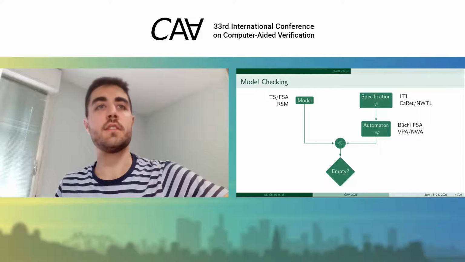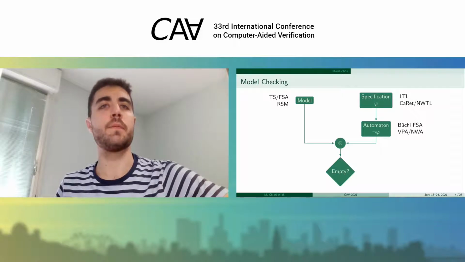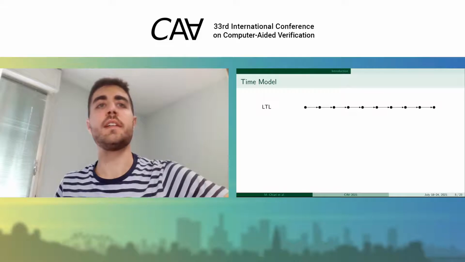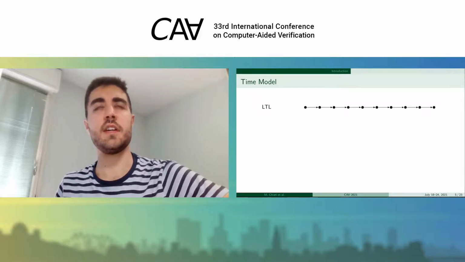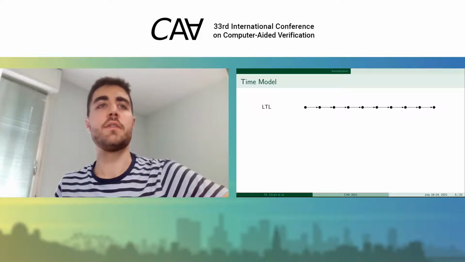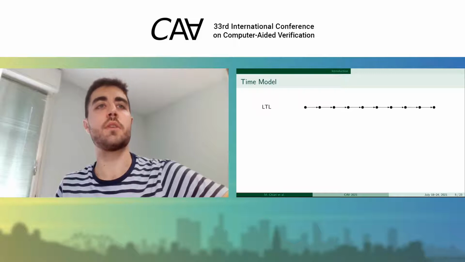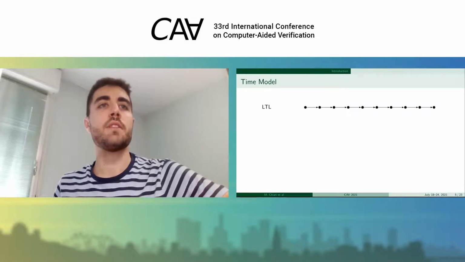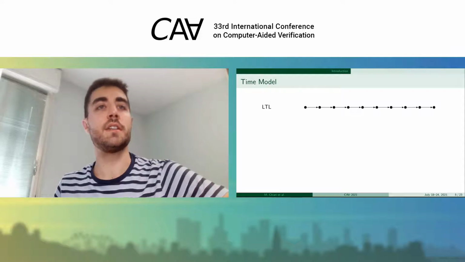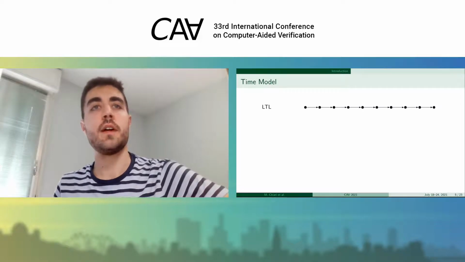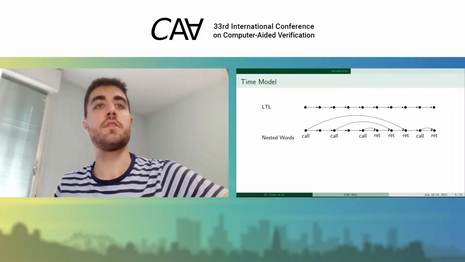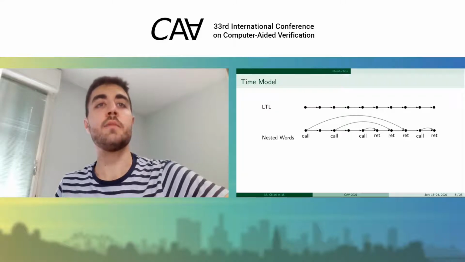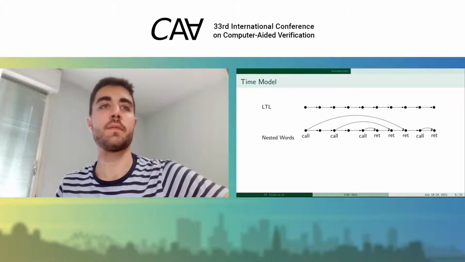Well, it mostly lies in the algebraic structure that we use to reason on time. In LTL, we just have a linear order, which represents a linear succession of events. This is useful to express many properties such as reachability, safety, and liveness. But it's not enough for model checking certain properties of procedural programs. With logics based on visibly pushdown languages such as CaRet and NWTL, we have nested words. In nested words, in addition to the linear order, we also have a binary matching relation, which is useful to model program traces because one can match function calls with their respective returns.